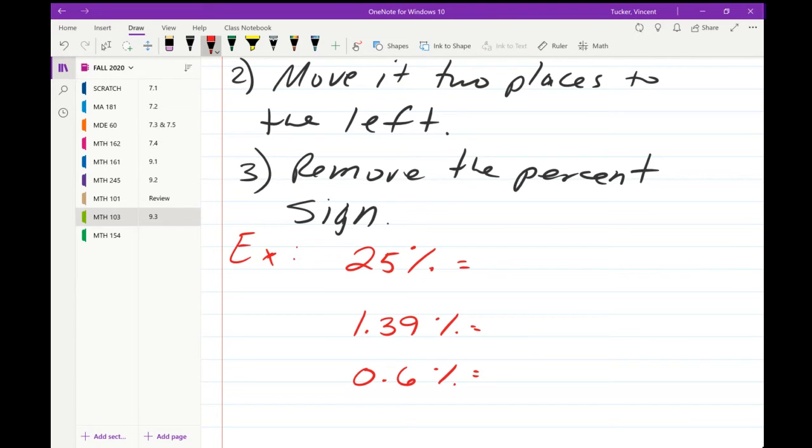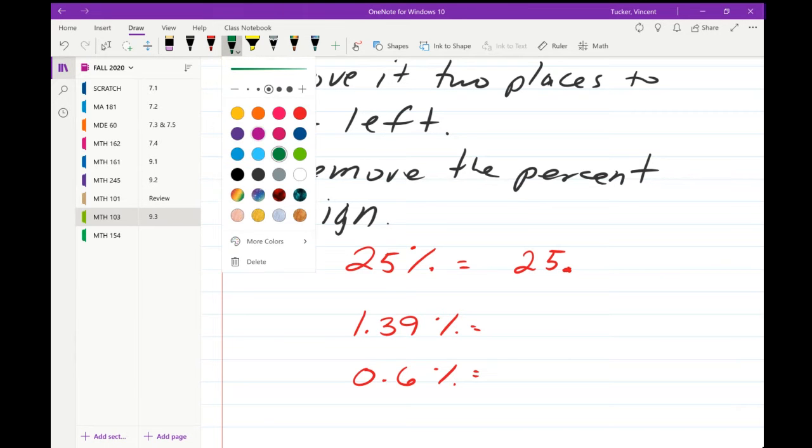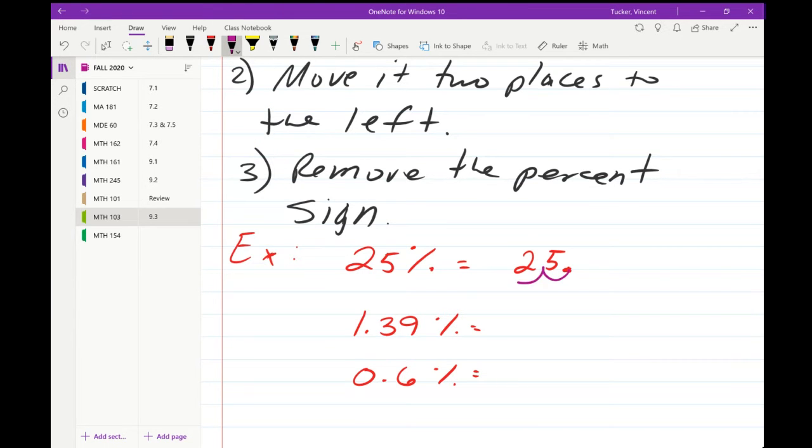All right, so if I have 25%, the decimal, if you don't see it, is understood to be to the right of the rightmost digit. So you take it 2 places to your left, and that's 0.25. And of course, the last step was you don't use your percent sign, you remove it.